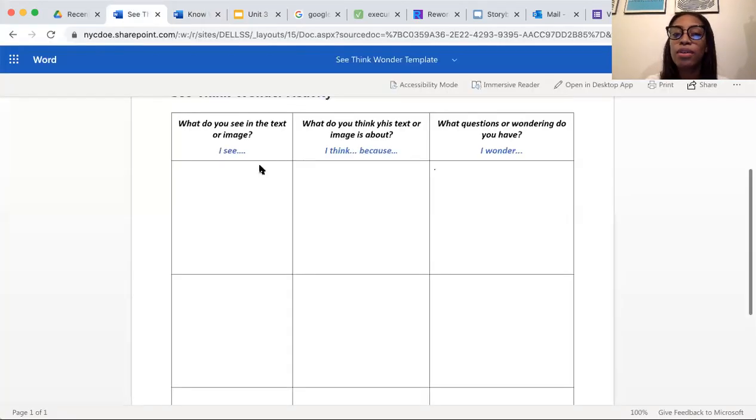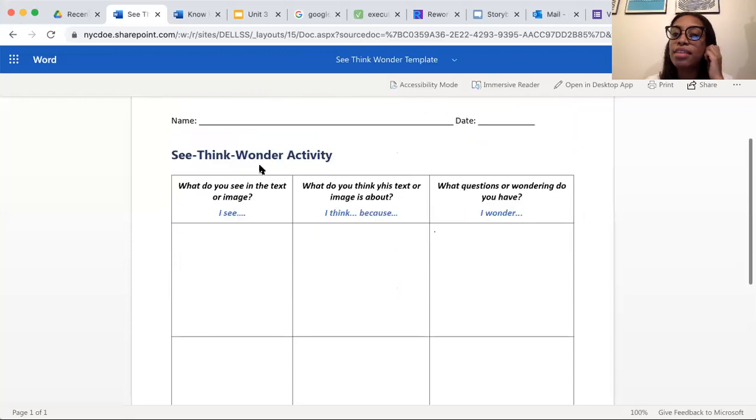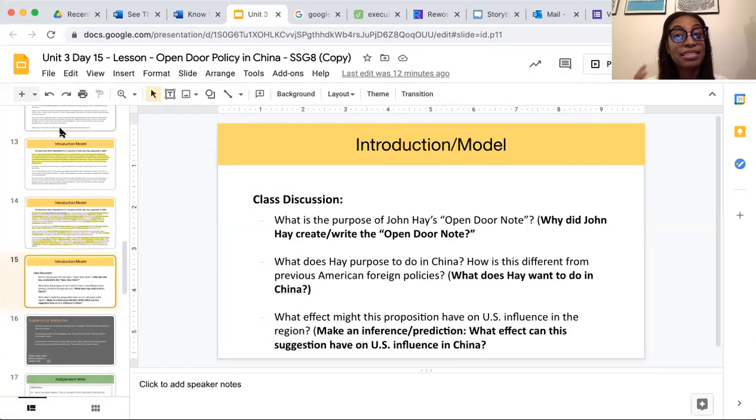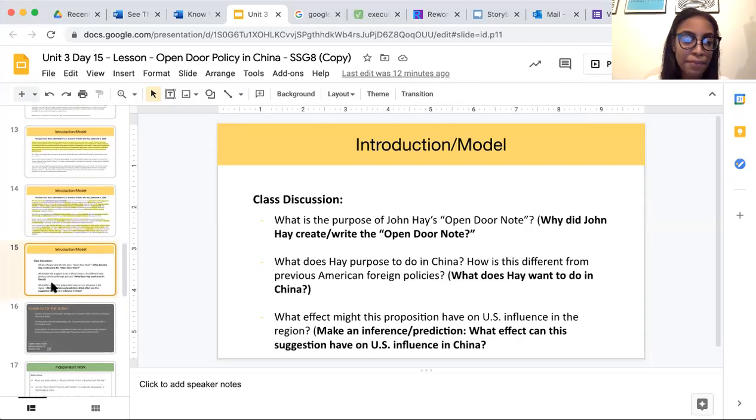And of course, the See, Think, Wonder activity can really help with that Open Door Note to help the students. What do you see in the text? What do you think this text is about? And what questions or wonderings do you have? Students might have a lot of questions because that text is wordy, right? And of course, what effect might this proposition have on US influence in the region? So the students are making an inference or prediction. What effect can this suggestion have on US influence in China? That's really what it's asking.